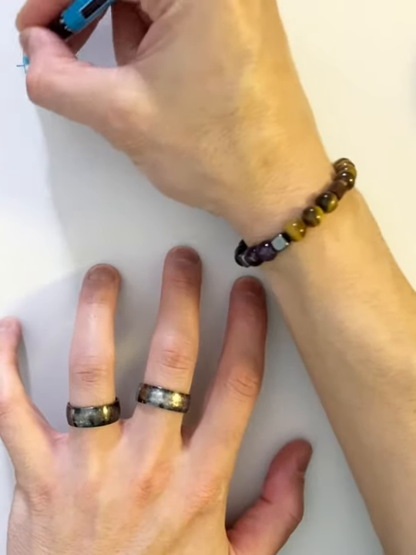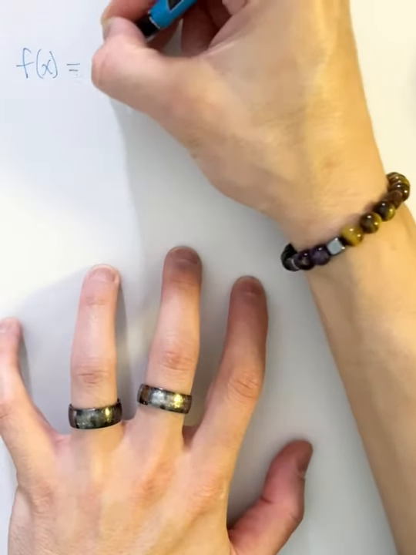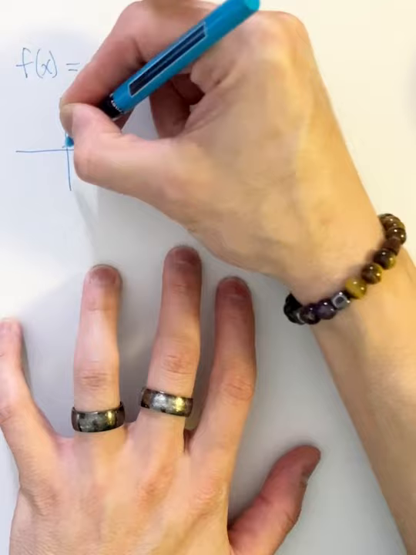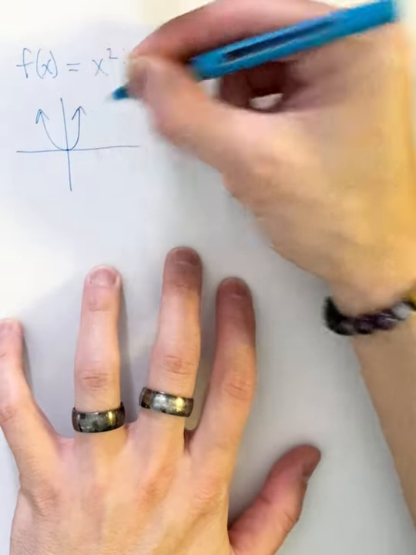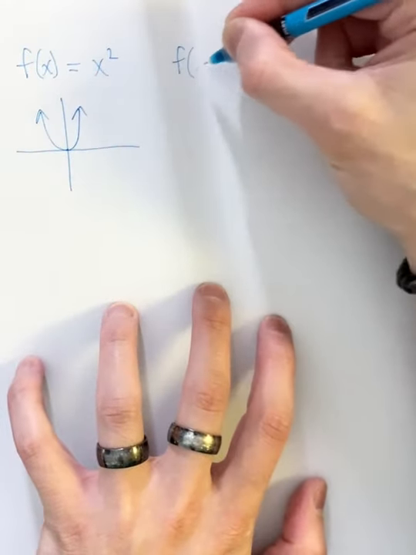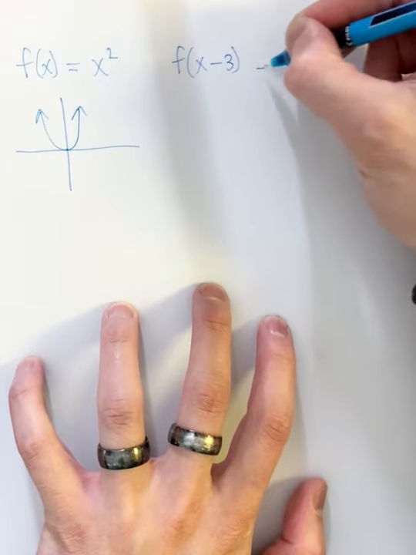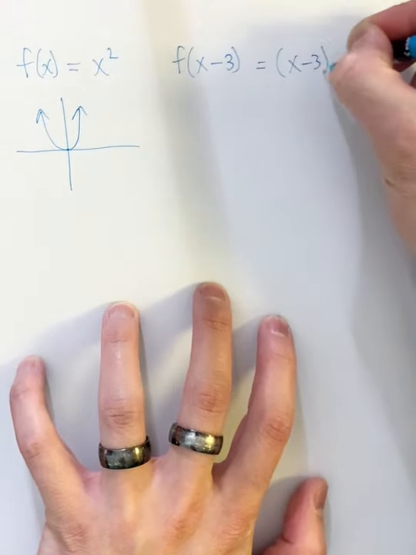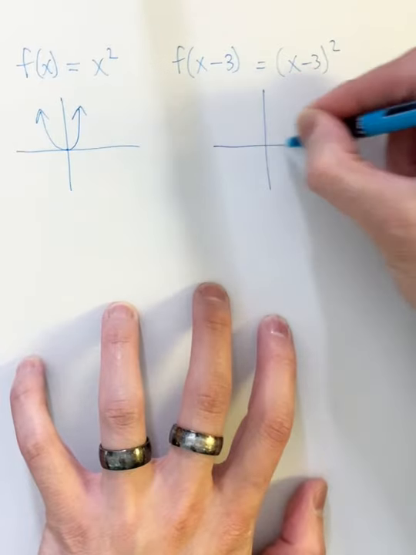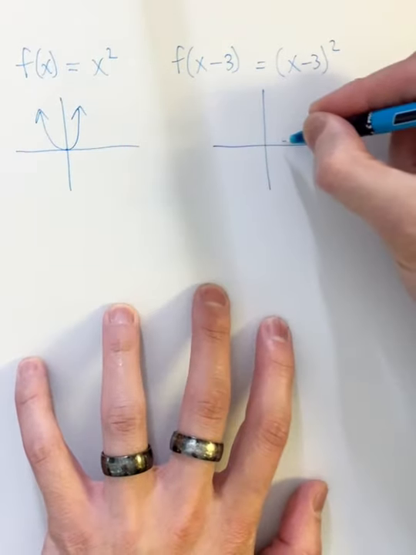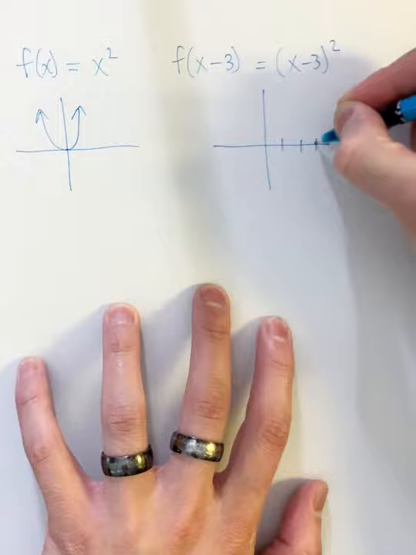Why don't we look at a function that we are very comfortable with? How about f of x equals x squared, which looks like this right here. What would happen if you went f of, let's say, x minus 3? So that would be x minus 3 squared. So we're taking the parent parabola, and we'd be moving it 3 spaces to the right.